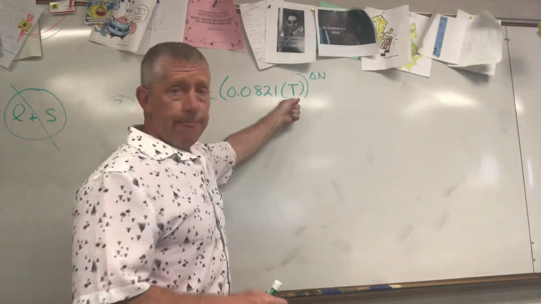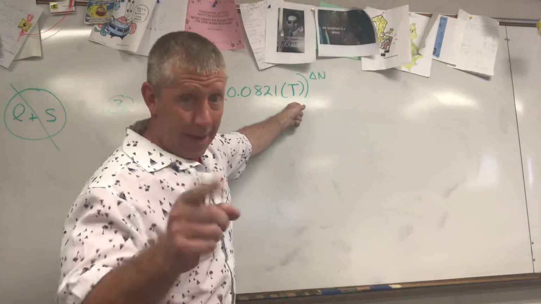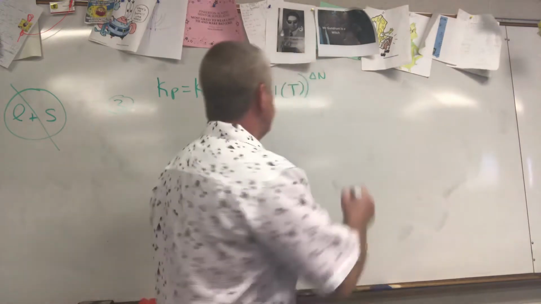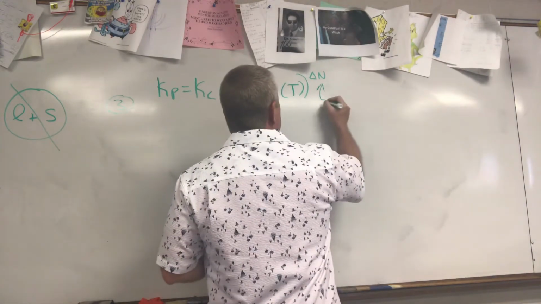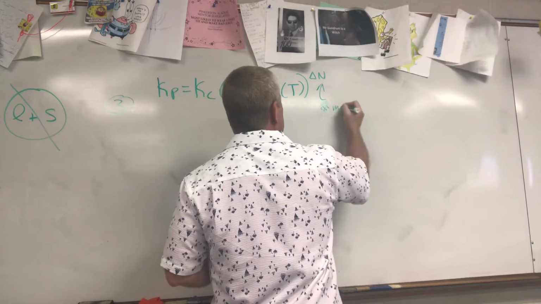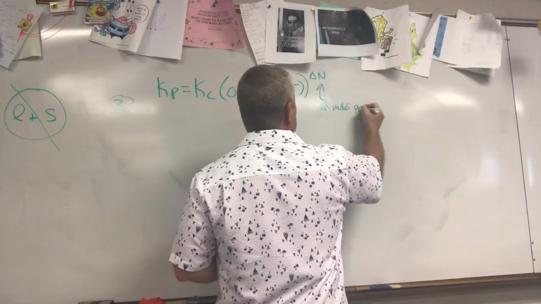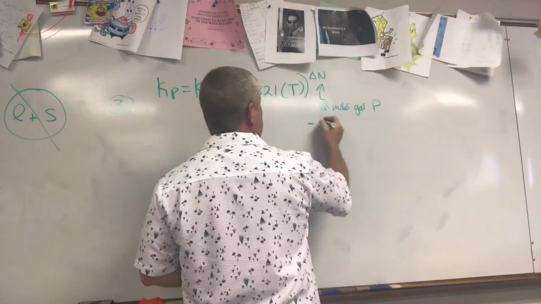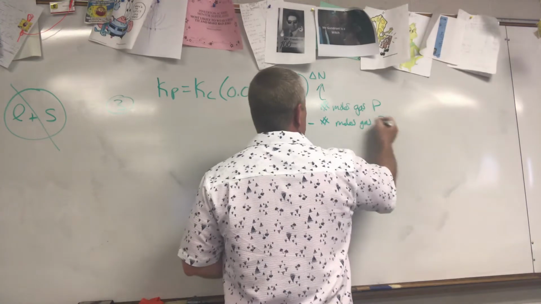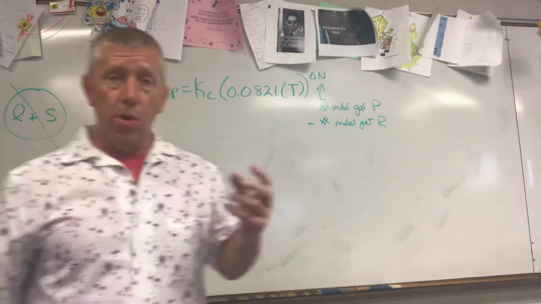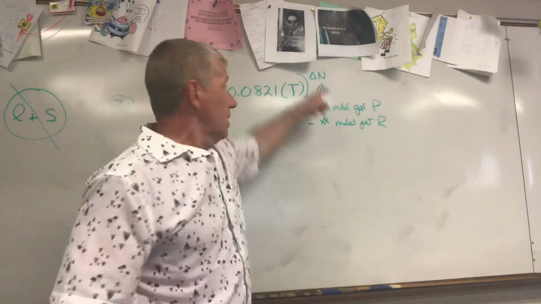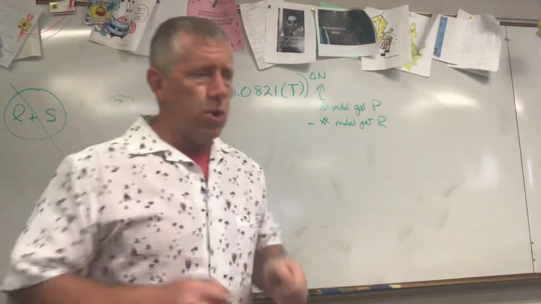This is temperature in Kelvin. Kelvin, always Kelvin. And this delta n up here is going to be the number of moles of gas product minus the number of moles of gas reactant. In other words, how many moles of the stuff on the right minus how many moles of the stuff on the left, and that gives you the exponent we're going to put up there. Okay, let's take a look at the problem.